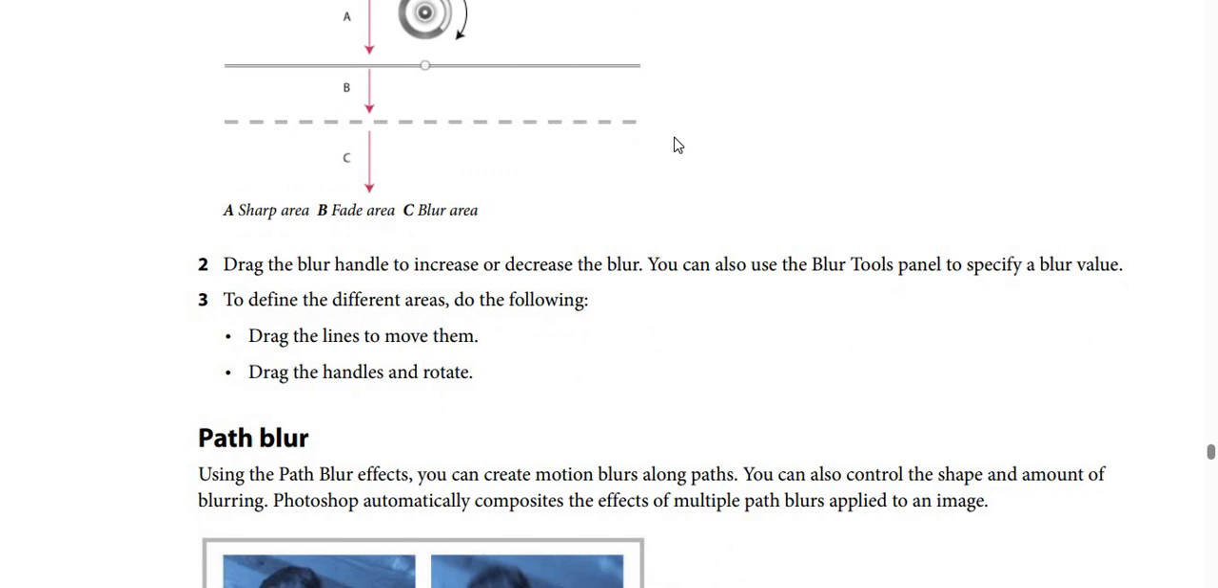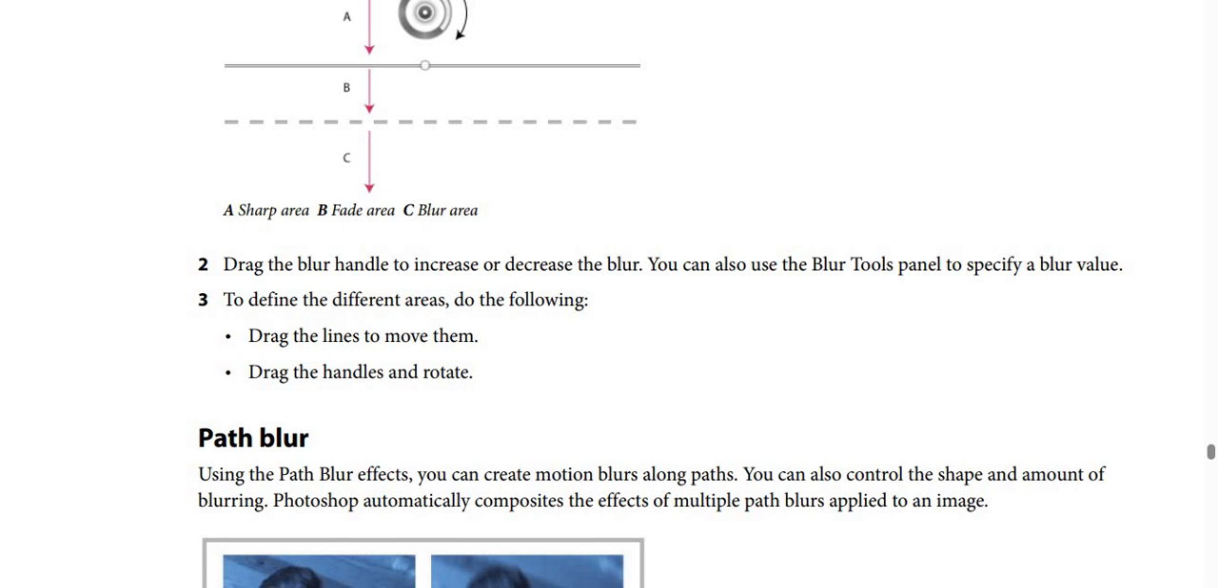Step number 2, you should drag the blur handle to increase or decrease the blur, and you can also use the blur tools panel to specify a blur value. Step number 3, to define the different areas, do the following. Drag the lines to move them, and drag the handles to rotate.